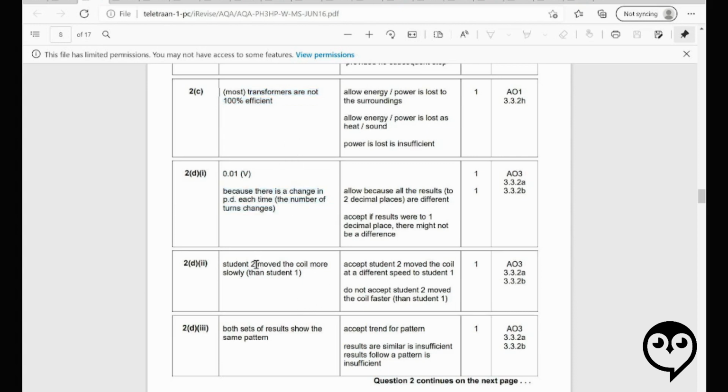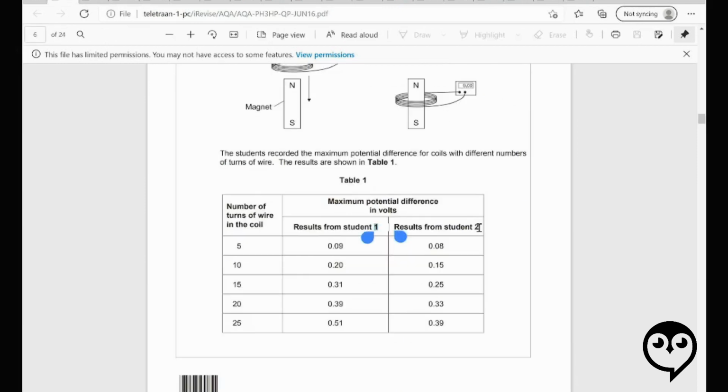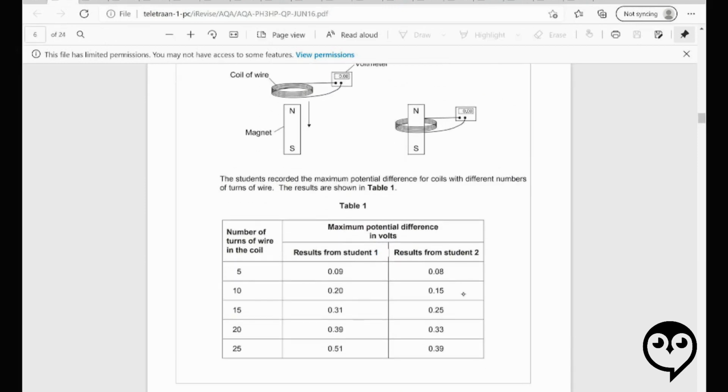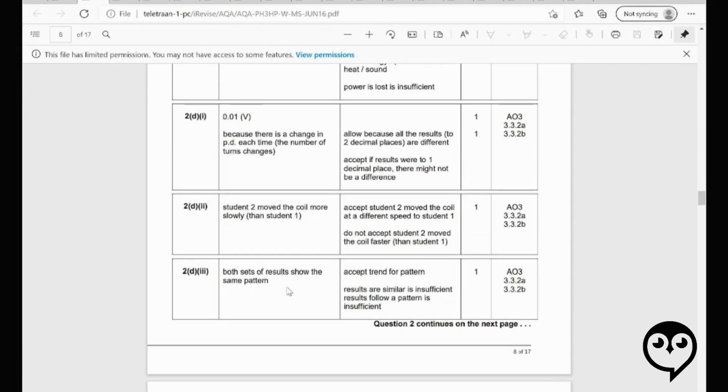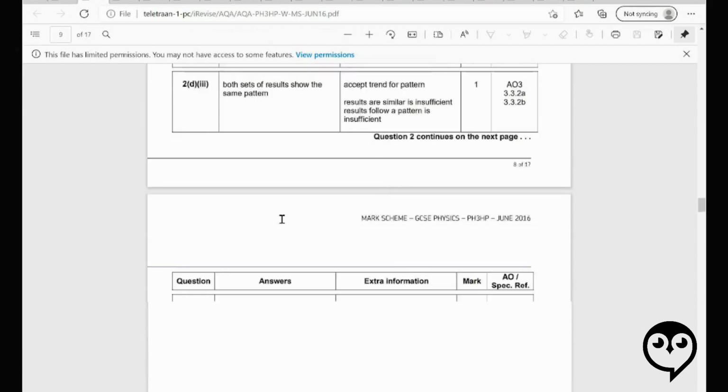I think student 2 moved the coil a little more, probably at a different speed. Okay, do not accept that student 2 moved the coil faster. This is student 2, and it must be slower because the voltages are not as high. Yeah, okay. Both sets show the same pattern. If it's repeatable, they got the same pattern, I guess.